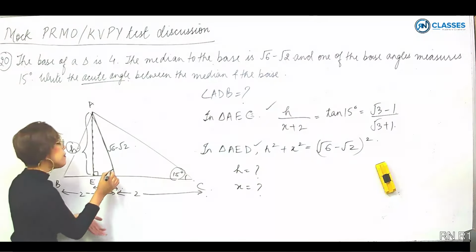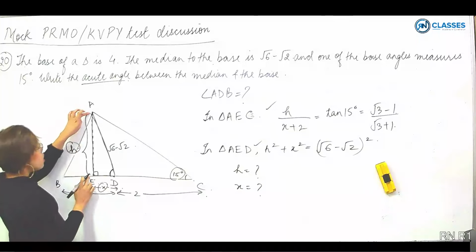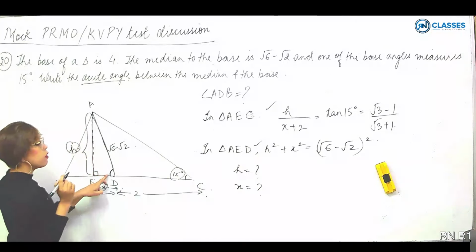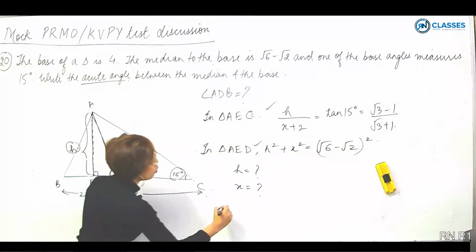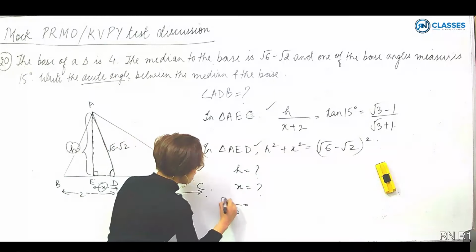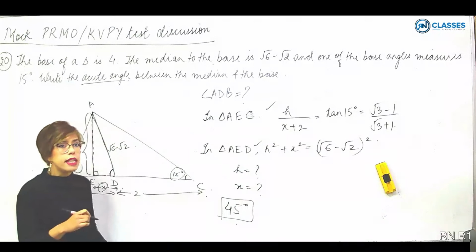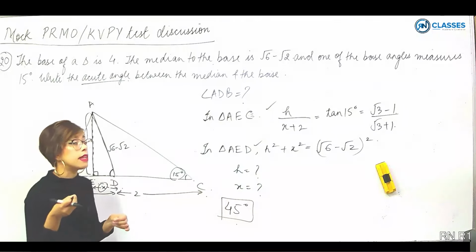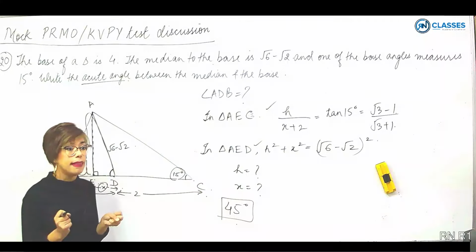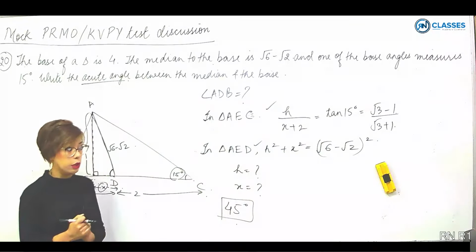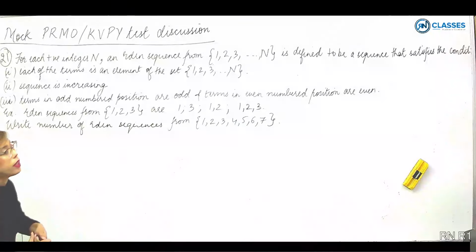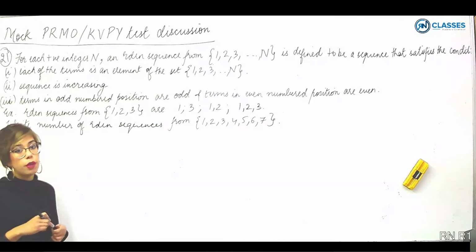And you can easily find out this angle since you know h and x. So, using this triangle, you can find out this angle. This angle turns out to be 45 degrees. Surprise, surprise. Obviously, if you know more trigonometry, you can also guess the answer. But let's see whether you actually know more trigonometry or not. Alright, let's move on to the next question.